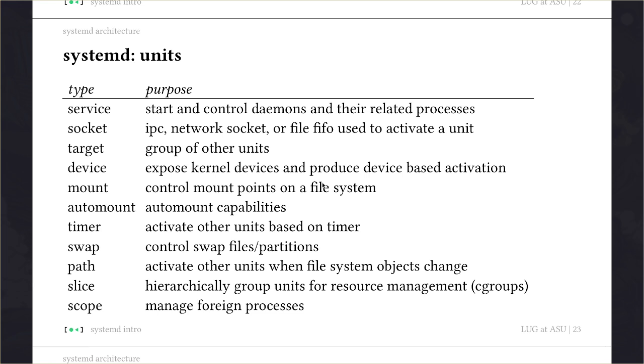Swaps and paths. Swap is treated a lot like how mounts are. Paths are interesting because they allow you to have certain events on certain paths in the file system trigger other units. That could be very useful for something. We have an example for that later. Slices is probably one of the ones people aren't familiar with. Slices are how we organize processes into cgroups, which is for resource management. Each user will be given their own slice and managed under that cgroup. And scopes are like services, but they don't spawn processes. They manage some other foreign process.